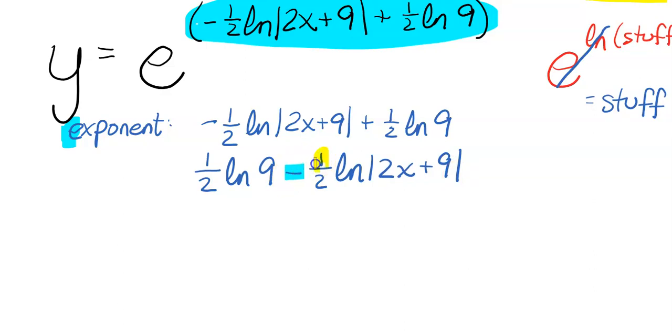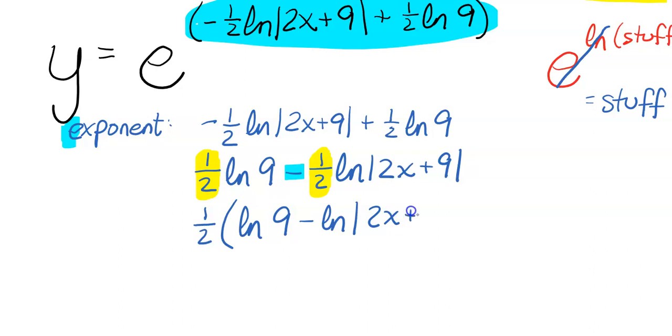Just in the exponent, I see a negative 1/2 natural log absolute value 2x plus 9 plus 1/2 natural log of 9. Just for some simplicity, I'm just going to rewrite that with the positive thing coming first. Because at this point, this is a property of logs. I'm subtracting two different logs. But before I can deal with that, I want to deal with these 1/2s. So I'm just going to factor out a 1/2. Natural log of 9 minus natural log absolute value 2x plus 9. So just factoring out the 1/2. And now things look a little better.